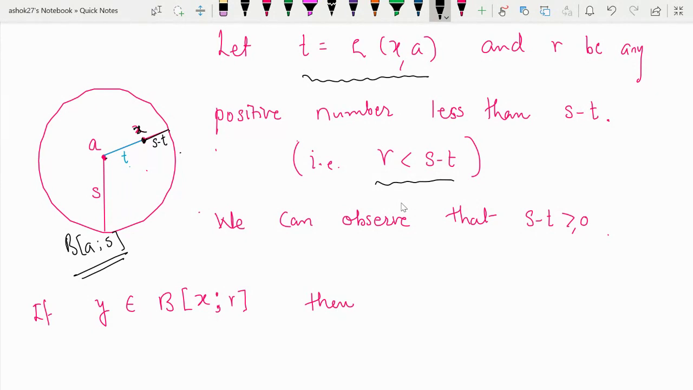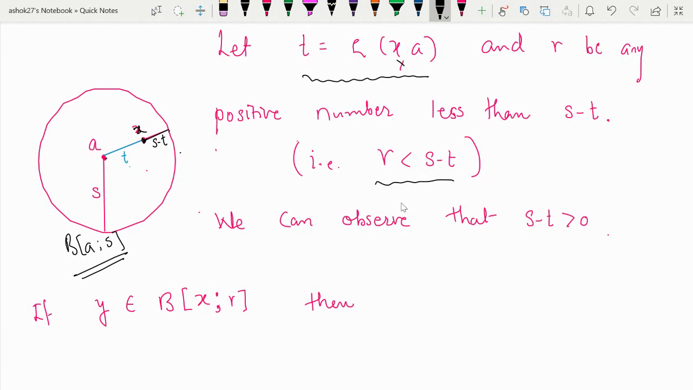So you can observe that s minus t is greater than or equal to 0. If s minus t equals 0, then what happens? Then s and t will be the same, and in that case this point x will lie on the boundary. So this is not true, sorry. Naturally s minus t should be strictly greater than 0, not greater than or equal to 0.